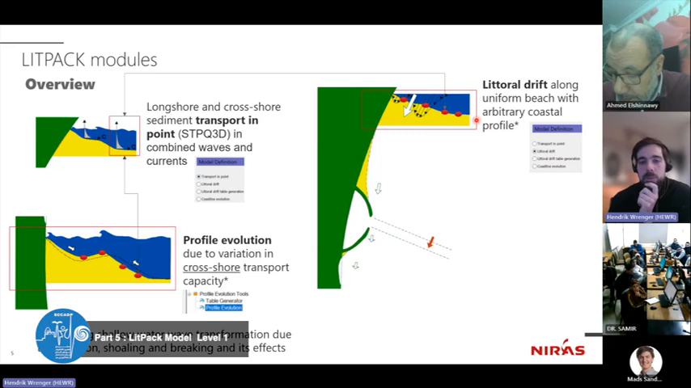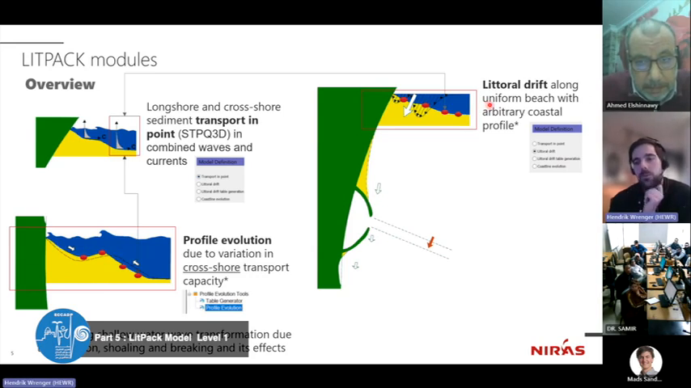Again, we input a profile, we have a hydrodynamic module, the same hydrodynamic model as in the profile evolution, which resolves our hydrodynamics across that profile. So again, including shallow water wave transformation, refraction, shoaling, breaking, and its effects. Then again, we call the transport in a point model, and we get the transports, but then we don't do the profile evolution. We don't change this profile.